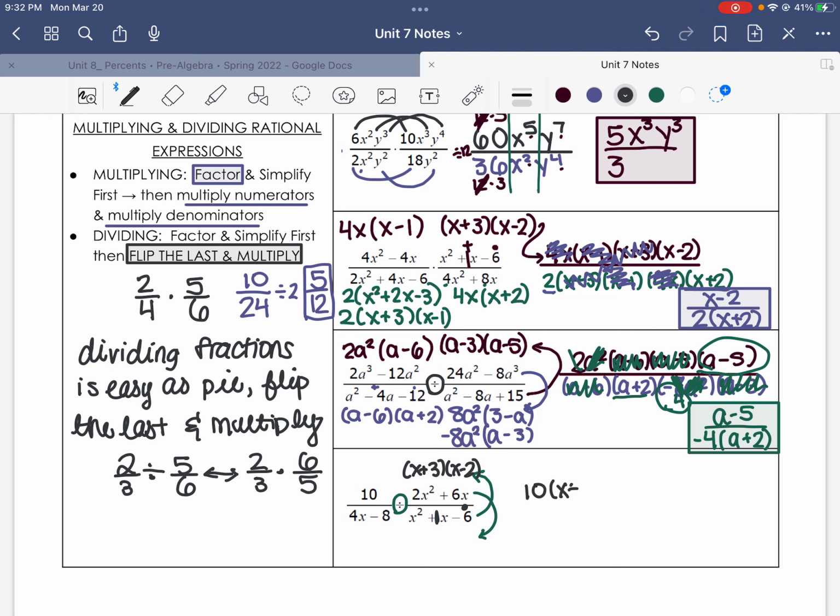So I have 10, x plus 3, and x minus 2 on the top. Those are my numerators put together. On the bottom, I can take out a 4 from this one, leaving me with x minus 2. And the top part that's now flipping to the bottom, I can divide by 2x, and I have x plus 3 left. Okay, again, make sure you're looking at it flipped a little bit. So I have 4, x minus 2, 2x, x plus 3.